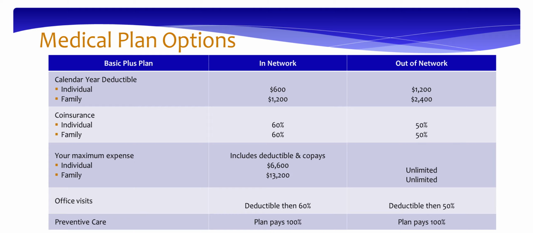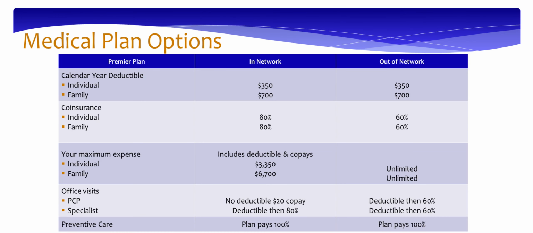If you do go out of network, you're going to have a higher calendar year deductible of $1,200 per individual, $2,400 per family, and the coinsurance is reduced to 50%. Your out-of-pocket expense is unlimited, so you will pay 50% regardless of how many times you seek services for an out-of-network provider. Office visits are covered after the $1,200 deductible at 50%, and the preventative care is covered at no deductible for adults and covered at 100%.